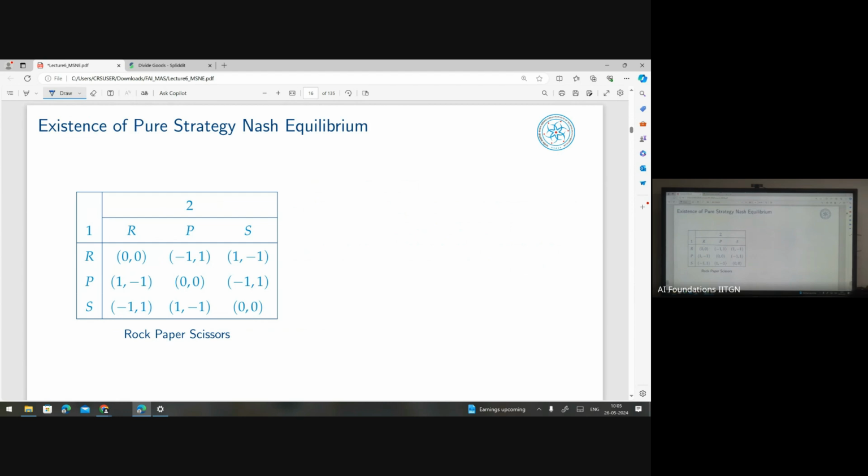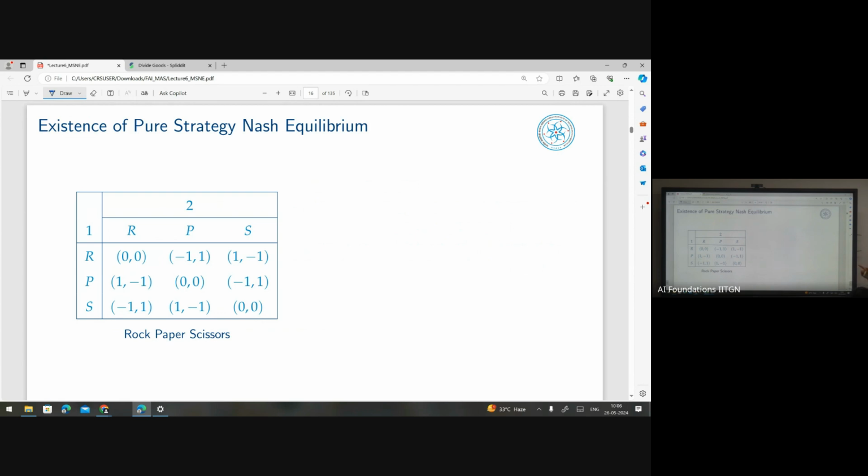I hope everybody knows the game. So if both of them play rock, then nobody gets anything. It's a draw, so it's 0-0. If player 1 plays rock and player 2 plays paper, then the paper wins. It's 1, and the rock loses, so -1. If player 1 plays rock and player 2 plays scissors, the scissors lose and the rock wins, so 1 and -1. And so on if you populate the entire matrix.